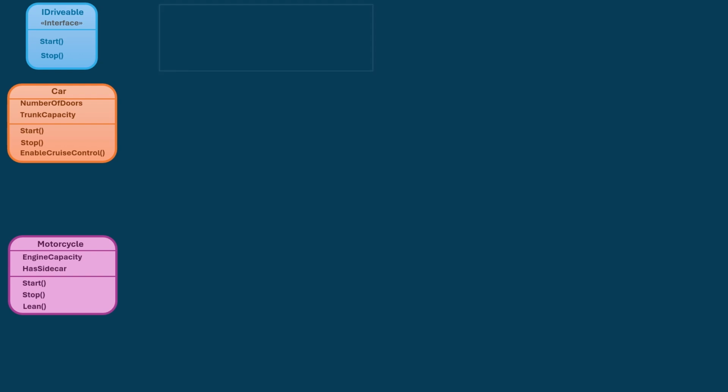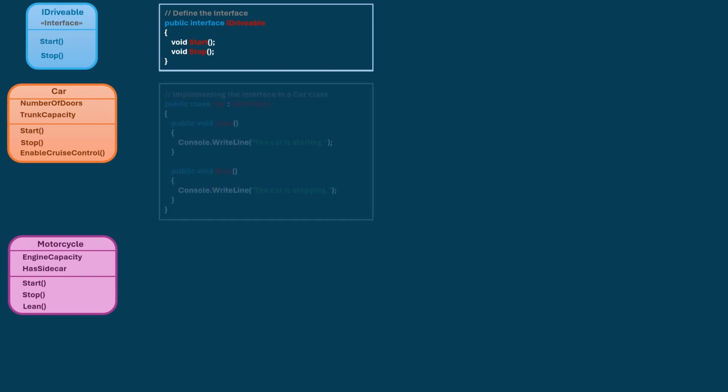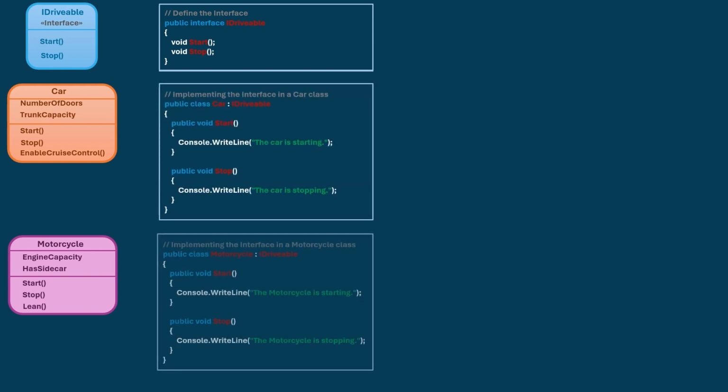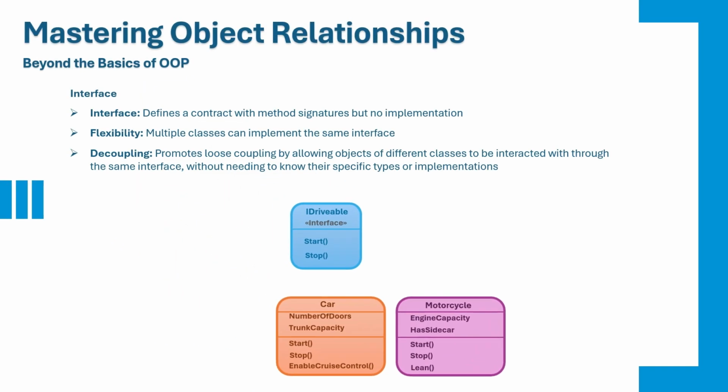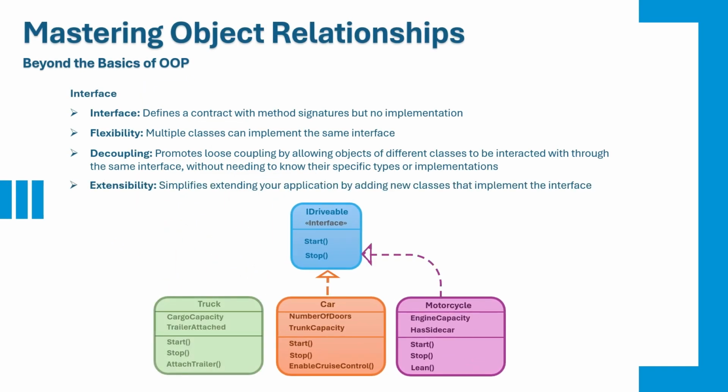implementations. We start by defining a Drivable interface, which outlines two methods, start and stop. Notice there's no actual code within the interface, just the method signatures. Next, we implement this interface in both a Car class and a Motorcycle class. Each class provides its own specific implementation for these start and stop behaviors, fulfilling the contract set by the interface. In VehicleManager, we use the interface to treat both the car and motorcycle objects in the same way. This flexibility improves the extensibility of your code, making it easier to add new functionalities.